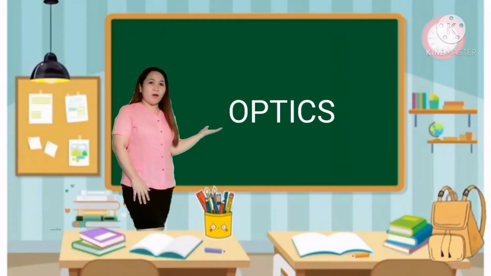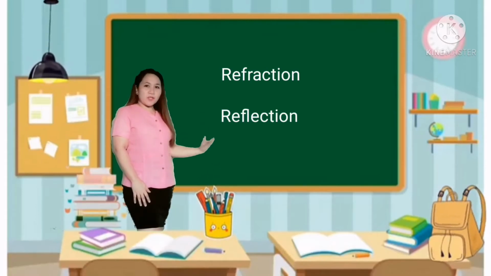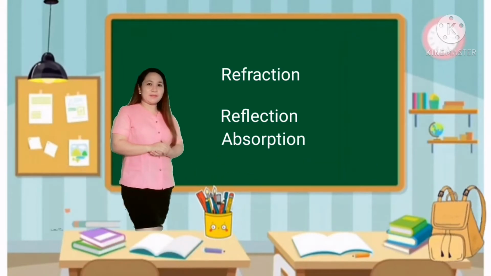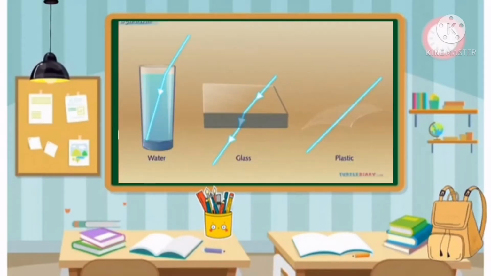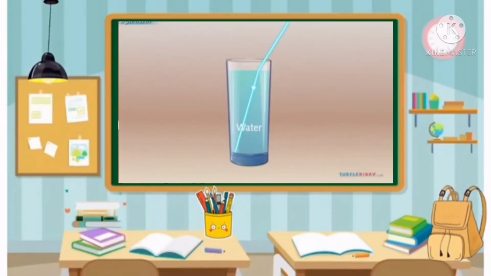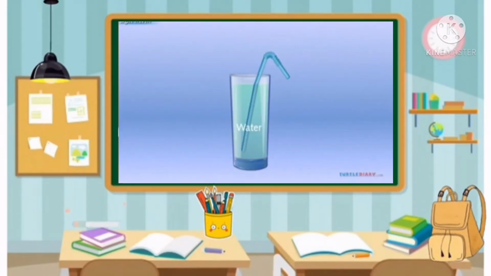Optics is a study of refraction, reflection, absorption, and transmission of light. Refraction refers to the bending of light as it passes through different materials. Example, we have the straw in a glass of water appears bent because of the different parts of the material that interact with light. The part of the straw that is not deep in water interacts with the air, while the part of the straw dipped in water interacts with the water.